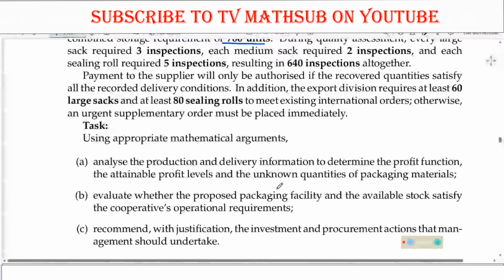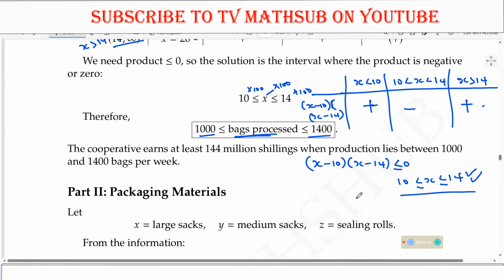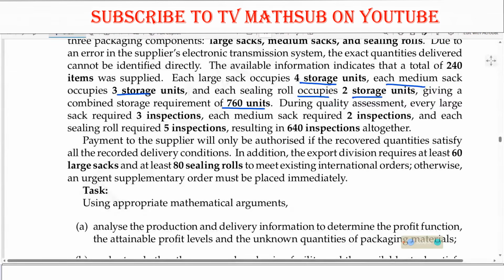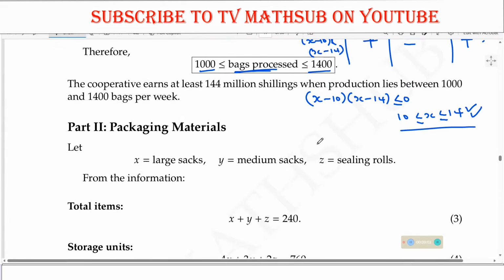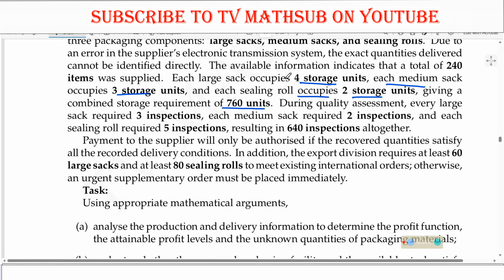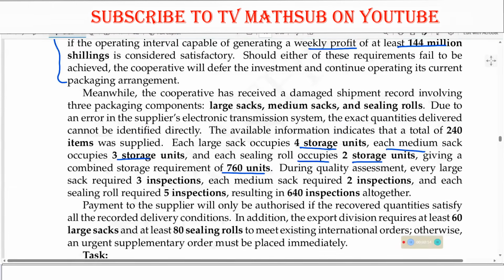In part 1, we needed to look at the profit function and the attainable profit levels, which we have got. Okay, next we shall look at the unknown quantities of packaging materials. Now we want to look at part 2, where we are talking about the packaging materials. Let us look at this information to answer that.